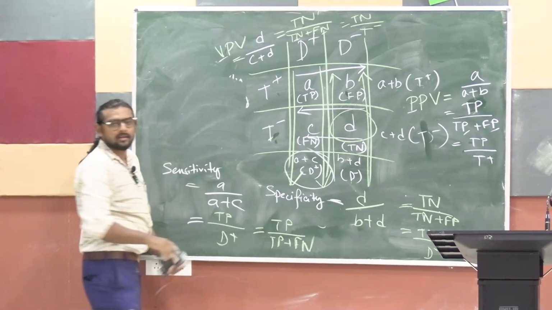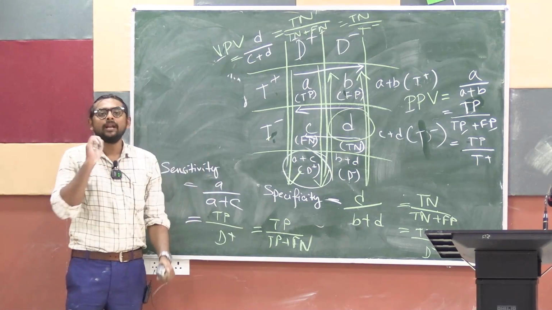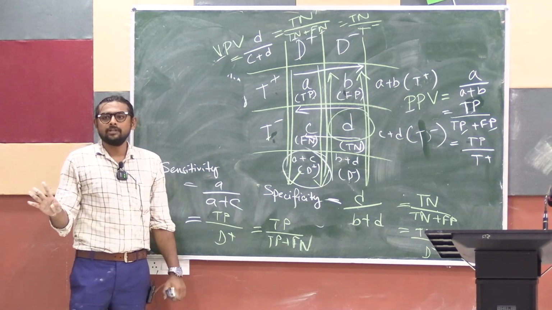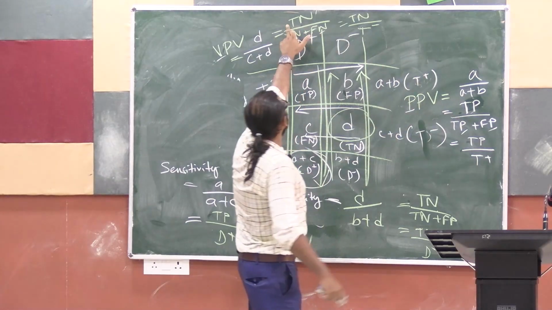Note another thing. In all of the numerators, there will always be a true value, no false values in the numerators. Got it? No false values in the numerator. True positive, true negative, true positive, true negative.